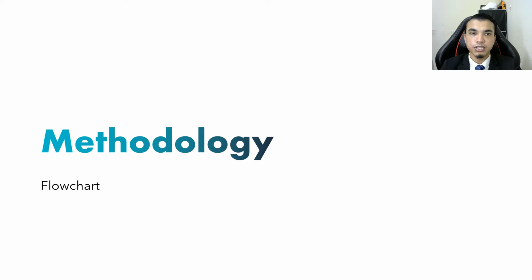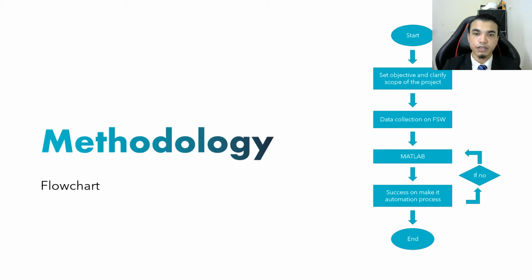In methodology, these are the step-by-step tasks that I have to accomplish to make sure the project is successful. We will start with setting the objective and clarifying the scope of the project, data collection on FSW, then we go through MATLAB, and lastly, success in making it an automation process. If no, we go back to MATLAB, and if my data is successful, maybe it can be used as future reference in FSW. If not, I'll need to adjust the coding in MATLAB.